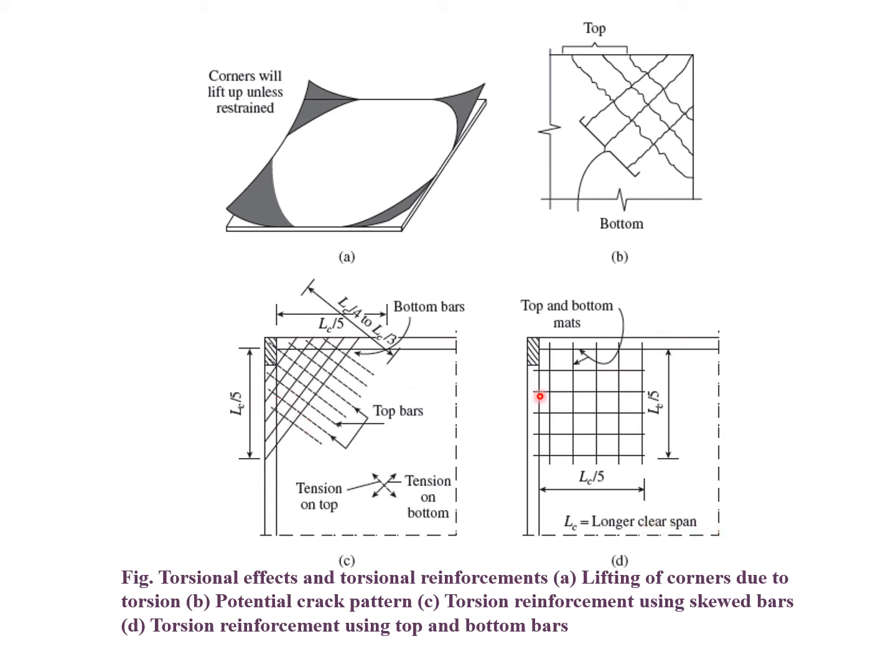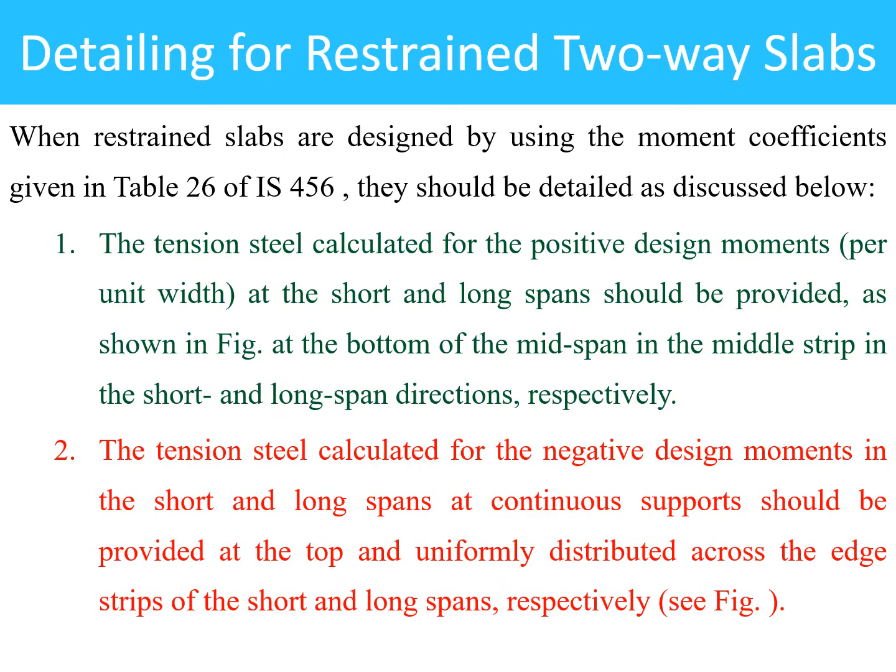Again here, this is a mat-like pattern in the case of square or rectangular arranged shapes. Here, separate trapezoidal-type arrangements can be provided. That is, at the corner, the reinforcement can be provided something like this. Detail of restrictions of two-way slabs.